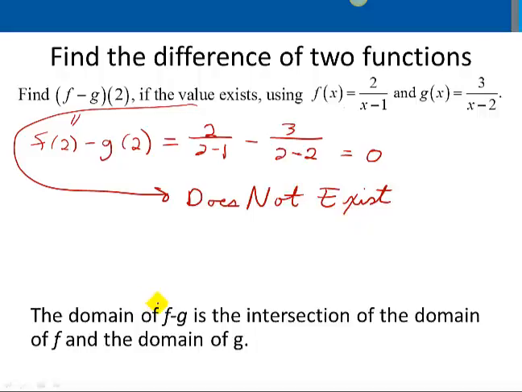The domain of f minus g is the intersection of the domain of f and the domain of g, similar to f plus g. The domain of f of x here would be all real numbers except 1. The domain of g of x would be all real numbers except 2. The intersection of those domains, which would be the domain of f minus g, would be all real numbers except for 1 and except for 2.